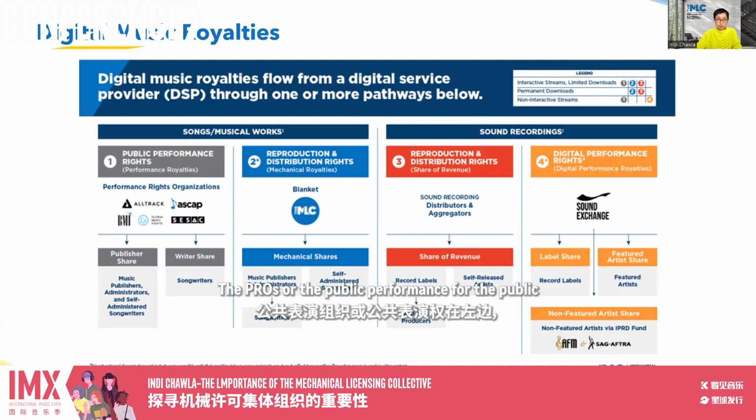The PROs, or the public performance rights, are on the left-hand side, and they are part of the flow generated by the public performance. The record distributors, aggregators, they're part of the flow generated by the reproduction and distribution of the sound recording. And then finally, on the right, you have SoundExchange, which is part of the flow generated by the digital public performance of a sound recording. Now, if you're a songwriter, you'll definitely want to know the royalty flow for musical works on the left-hand side, but you'll also need to know the royalty flows for sound recordings if you are an artist as well.